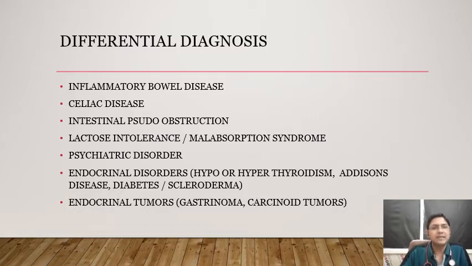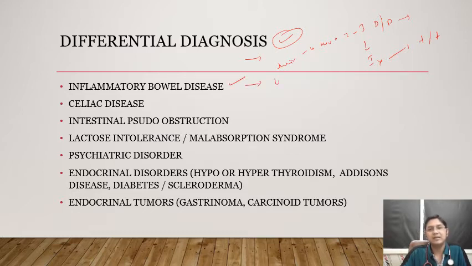The next thing that comes to our mind is differential diagnosis. What are the possibilities when a patient comes to us with these complaints? What other diseases can we think of? Because in clinical practice, when you are dealing with a patient, you must have at least 2 to 3 differential diagnoses in your mind, for which you will investigate the patient and then treat accordingly. So the first, closest differential is inflammatory bowel disease.